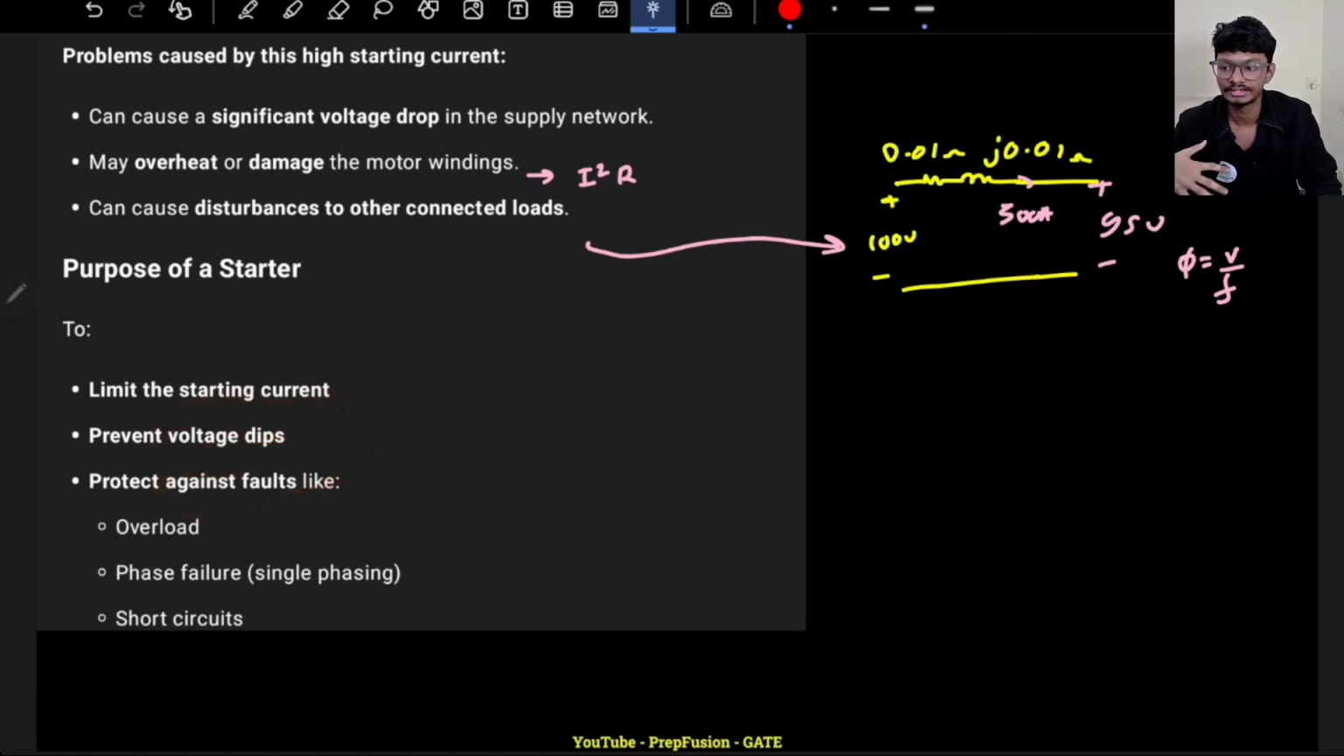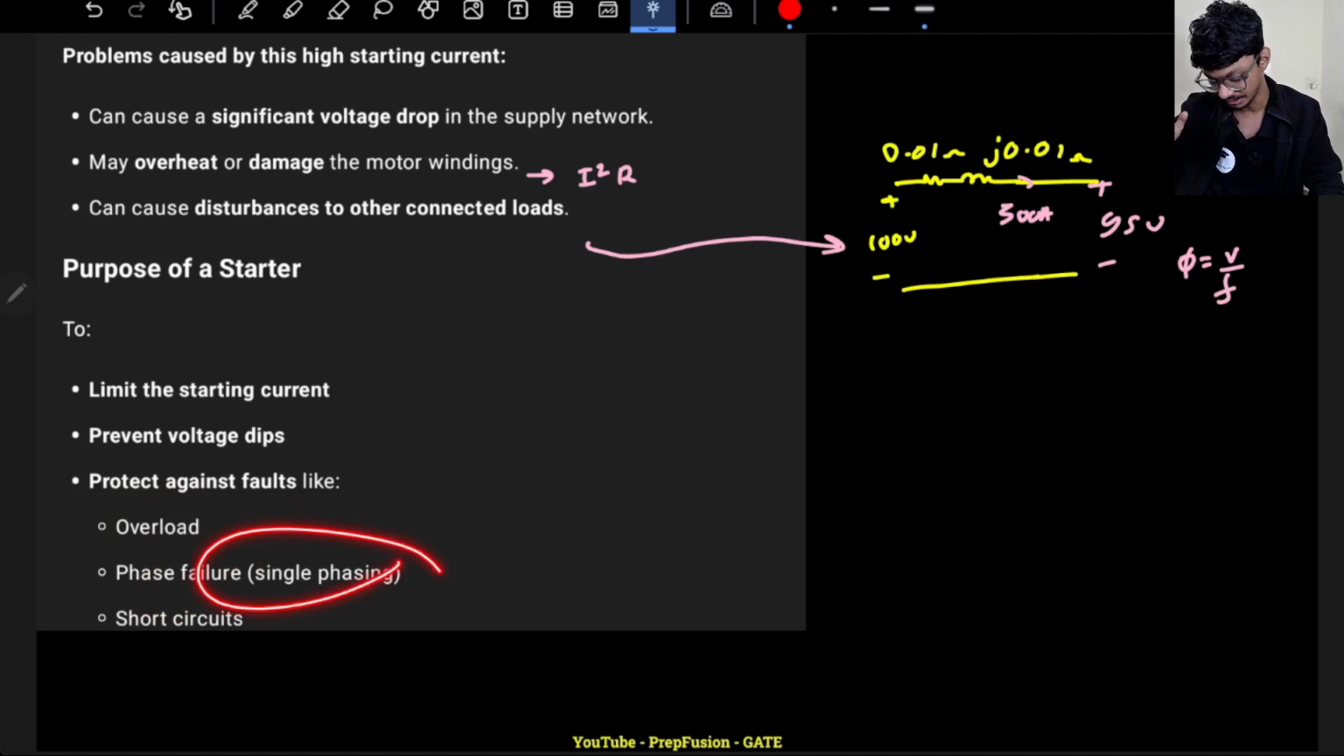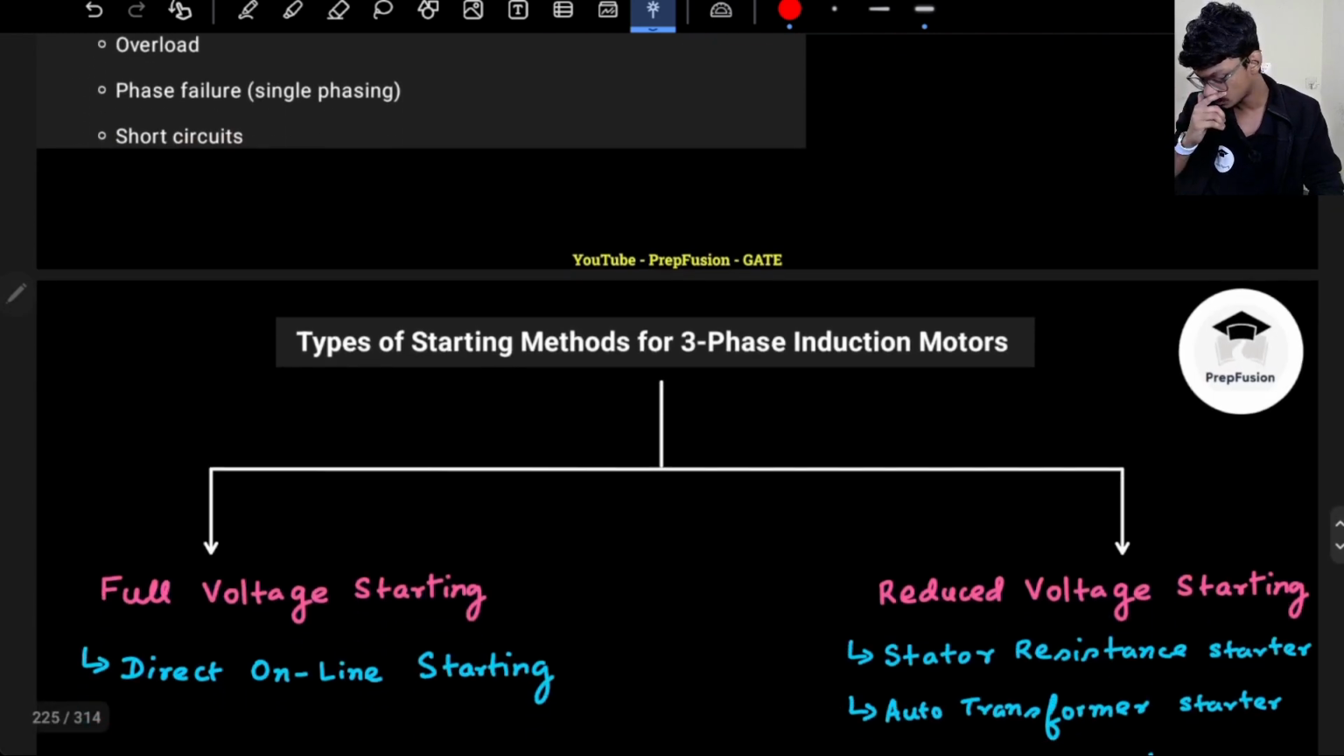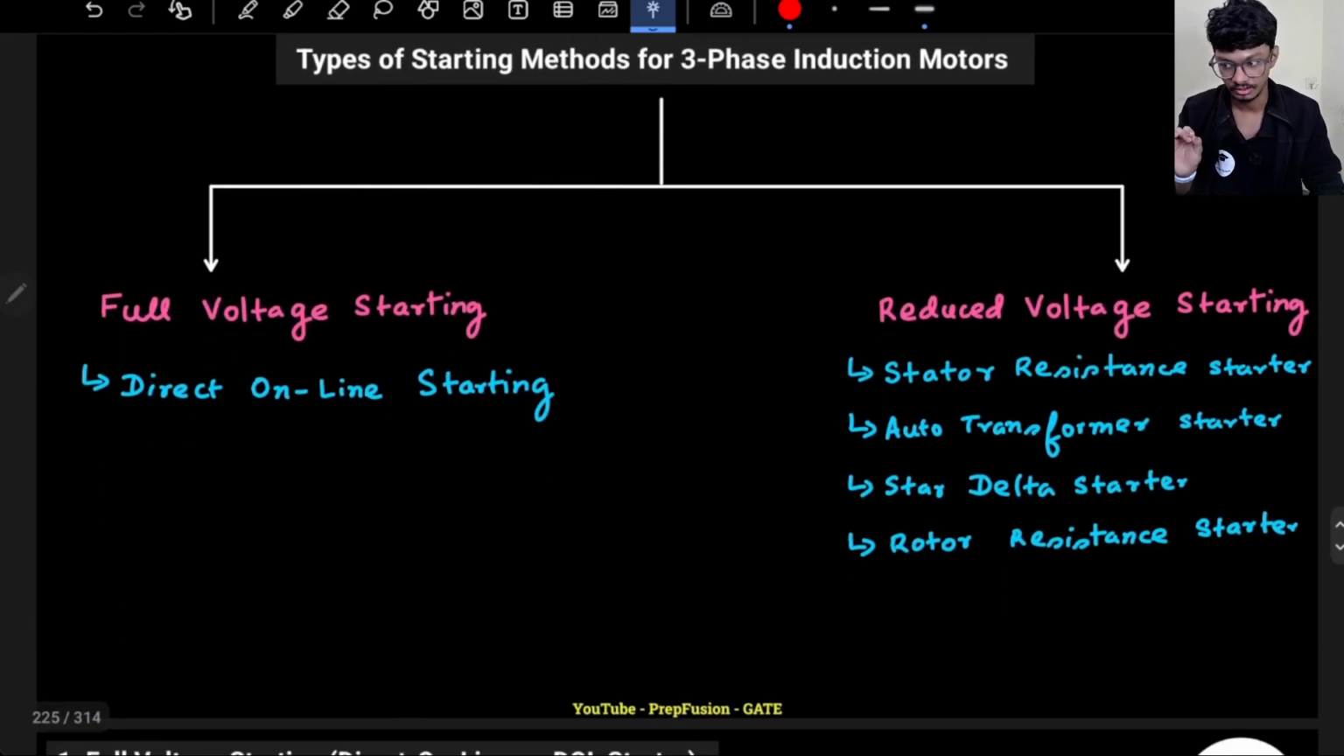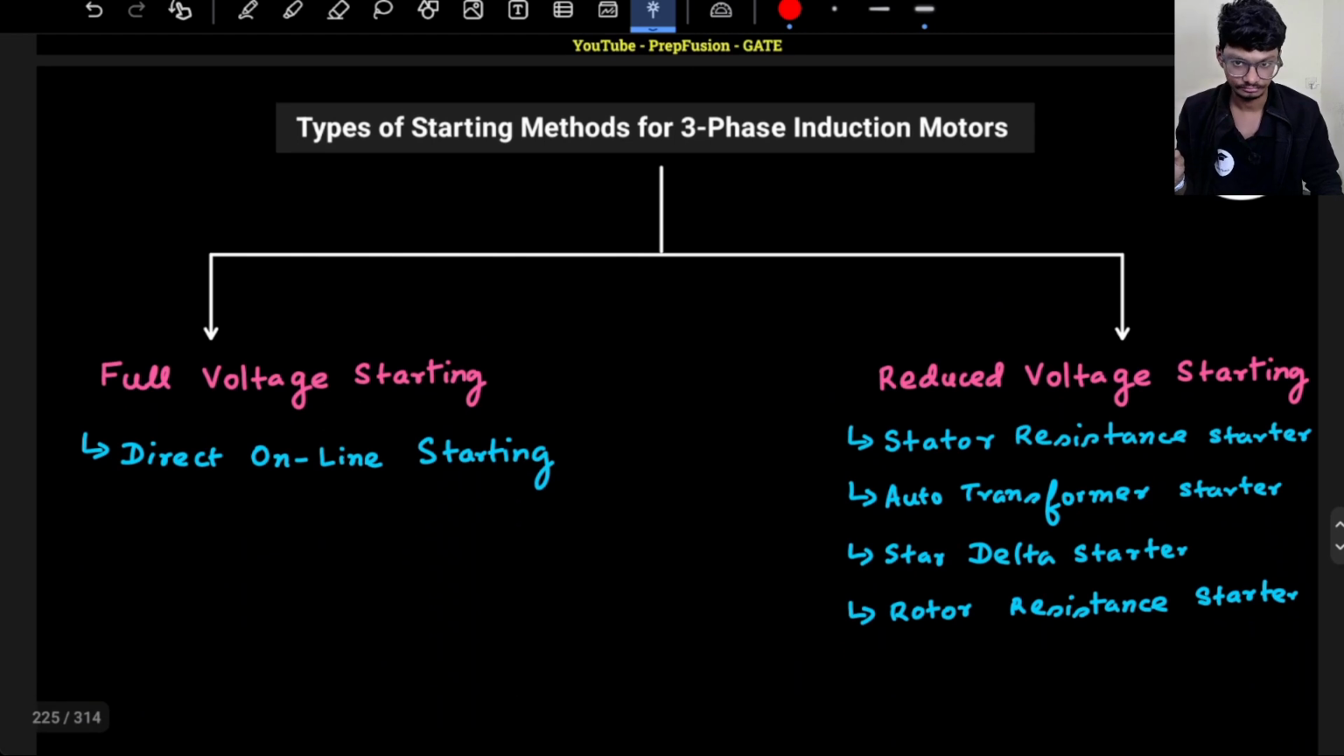Sometimes if there is suddenly a huge voltage coming from the supply, it will protect the motor from overload. And if I'm operating a huge load, which is taking a higher amount of current, that also it will protect. It will not let a higher amount of current pass through. If there is some phase failure, basically one of the phases is short circuited or something, it will prevent those faults. So the starter is there to do all these things. This is the requirement of a starter.